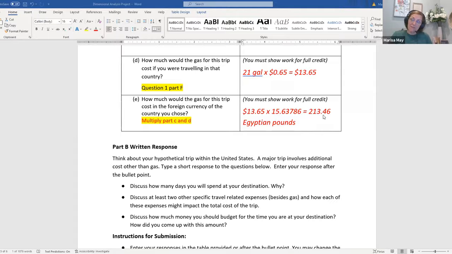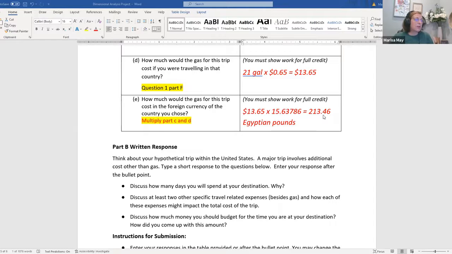If I'm going for 3 days, I need 2 nights stay at least. How much am I going to spend on a hotel? How much am I going to allocate per day for food? Just think through those things. That's what you're responding to here in written form.